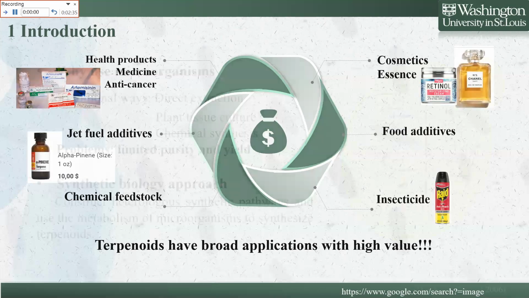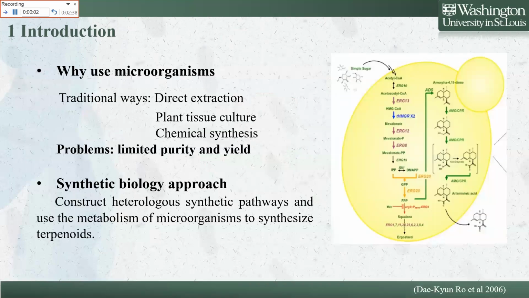Next, we're going to explain why we focus on using microorganisms to produce terpenoids. The traditional methods of acquisition mainly include direct extraction and purification from plants and cell tissue culture. The direct extraction method is currently a common production method. For example, extracting essential oils from the peels of citrus, lemon, and other plants. The plant cell tissue culture has developed rapidly in recent years.